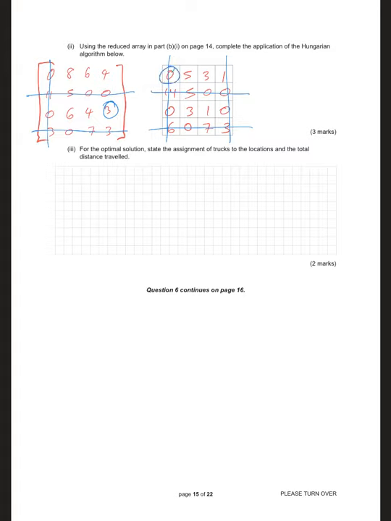Alone in its row, yes. Alone in its row, no. Alone in its column, yes. Alone in its row, no. Alone in its column, no. So leave it. Alone in its row. Alone in its column, no. Alone in its row, yes. So the only one left to choose is this one here. You can't do this column 0 because that's already selected, that's definite. The only one left over is this one.